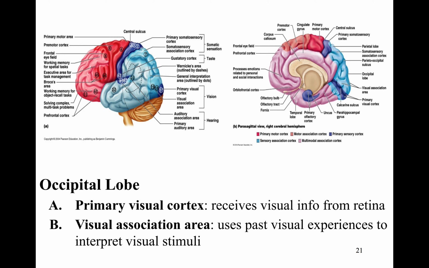So the primary visual cortex, shown here, is going to receive visual stimuli from the retina of the eye. And then surrounding that primary visual cortex, we're going to have the visual association area, which uses past experiences in order to interpret visual stimuli, such as color, shapes, and movements. So our visual association areas help you really recognize what you're seeing.